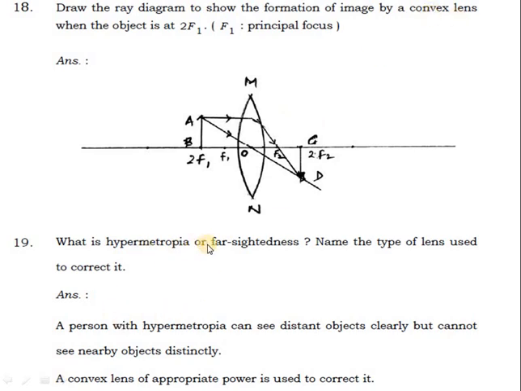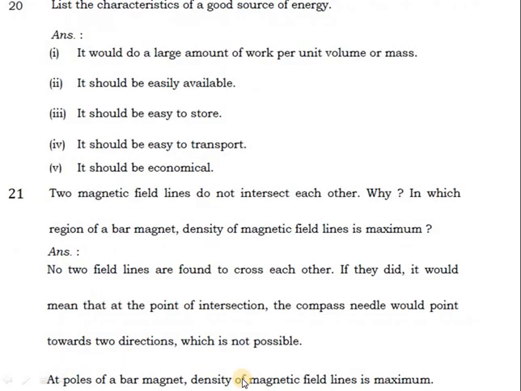What is hypermetropia or farsightedness? Name the type of lens used to correct it. In the previous case we have discussed in the diagram myopia and also the lens used to correct it. Here hypermetropia means a person with hypermetropia can see distant objects clearly but cannot see nearby objects distinctly. To correct hypermetropia, you can use a convex lens of appropriate power.